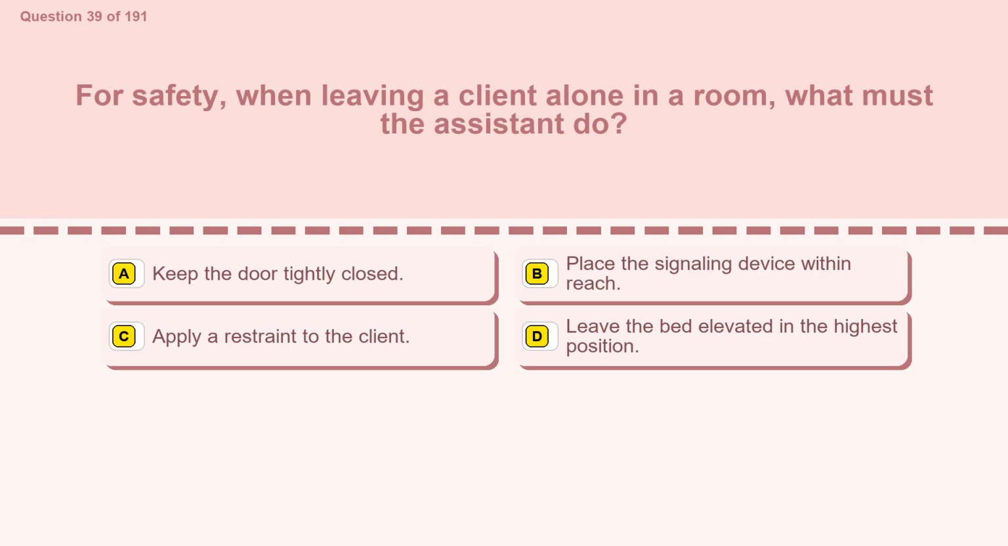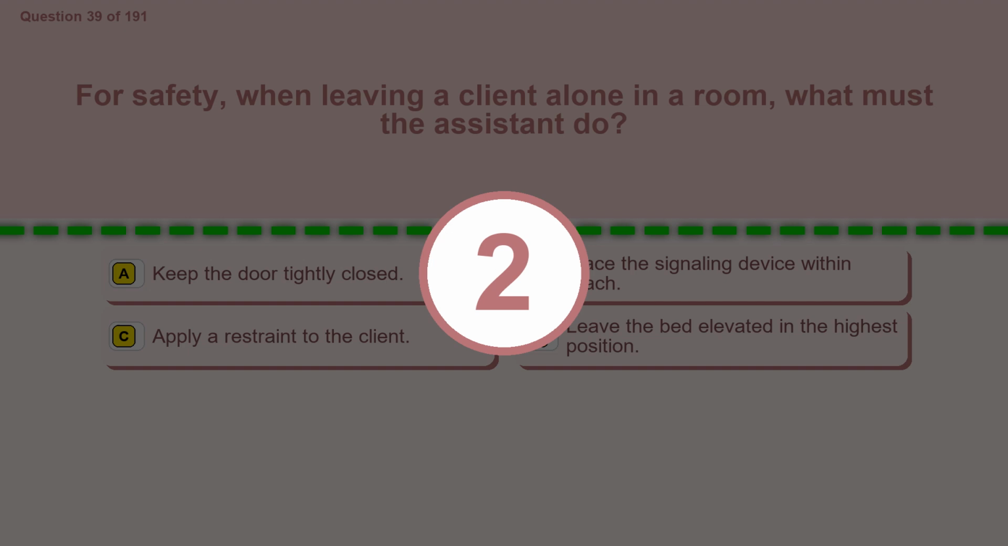Question 39. For safety, when leaving a client alone in a room, what must the assistant do? Option A. Keep the door tightly closed. Option B. Place the signaling device within reach. Option C. Apply a restraint to the client. Option D. Leave the bed elevated in the highest position.